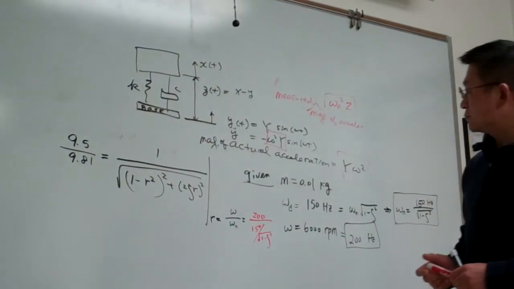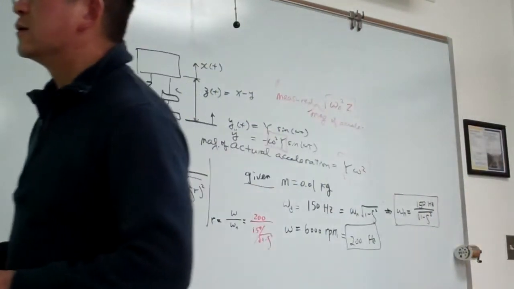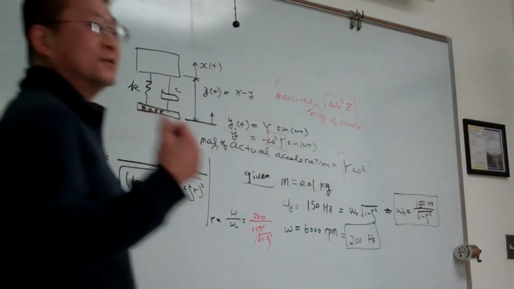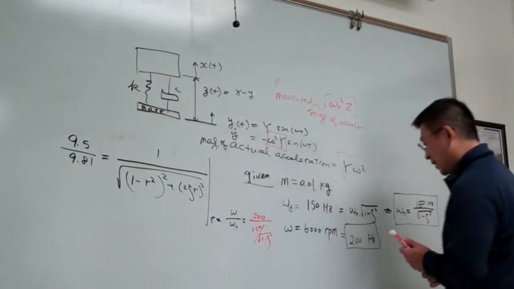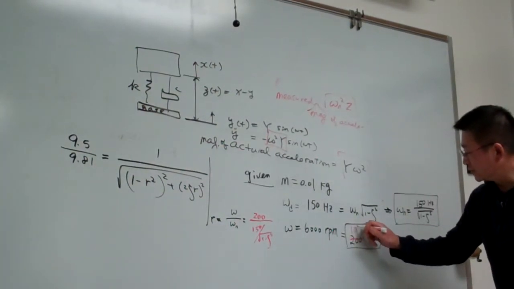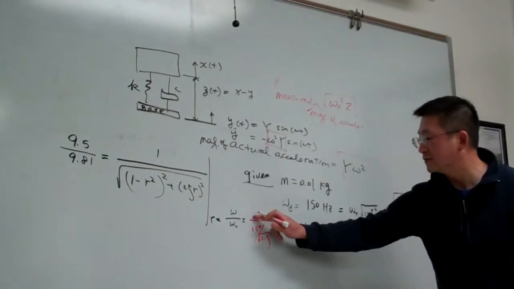And question? Yes. So are we dividing 6,000 by 60? By 60? 100. Yeah, so sorry. So that should be 100 hertz. Sorry, so this should be 100 hertz.